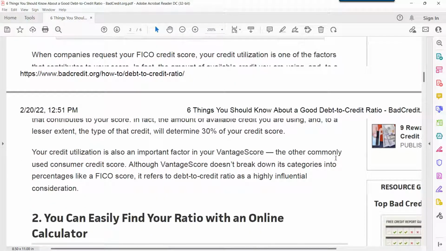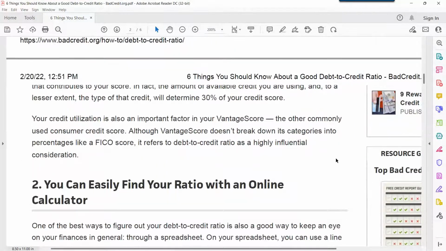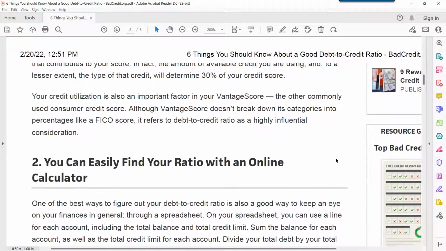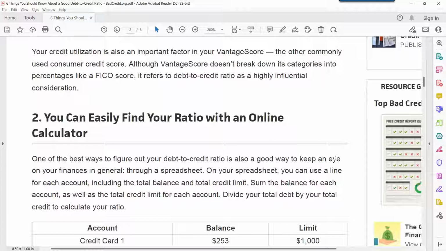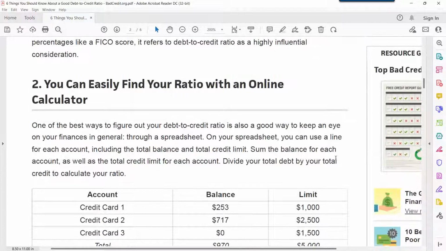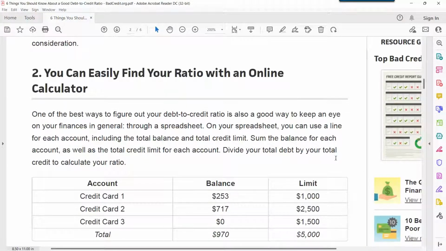All right, so your credit utilization is also an important factor in your Vantage score, the other commonly used consumer credit score that you get for free, like Credit Karma and many of the other sites. So we don't like to really focus on that score too much. So let's just go to number 2.